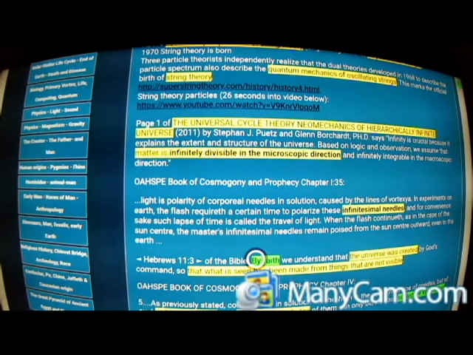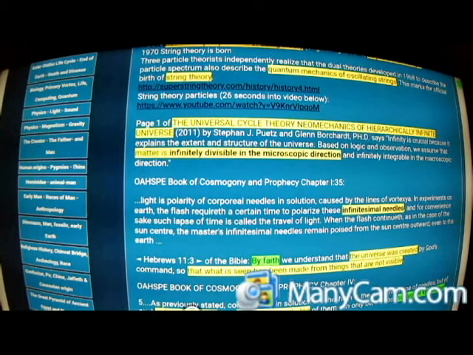Subjective knowledge. The infinitesimal size here in yellow, in the corporal knowledge in yellow, correlates with the universe was created, that what is seen has been made from things that are not visible. Infinitesimal size.